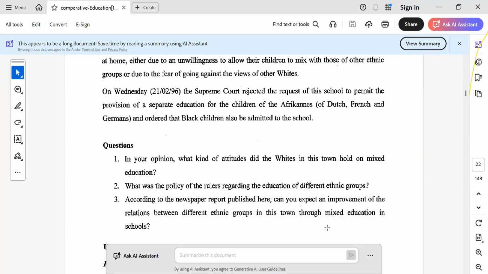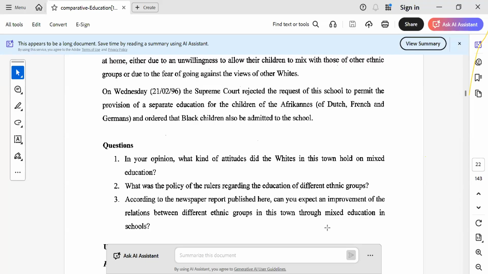And what was the policy of rulers regarding the education of different ethnic groups? Earlier policy is apartheid, right? So it is a highly discriminated policy because it is giving priority for whites. But later, after 1994, actually in 1996, the Supreme Court ordered to have mixed education, right?